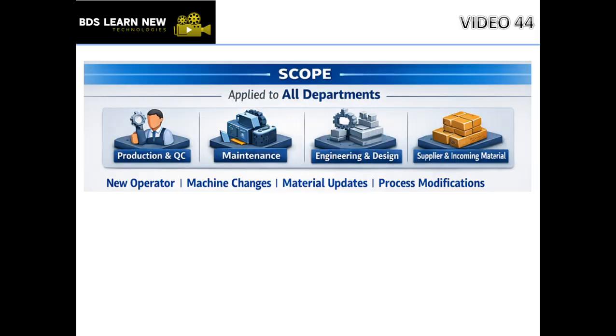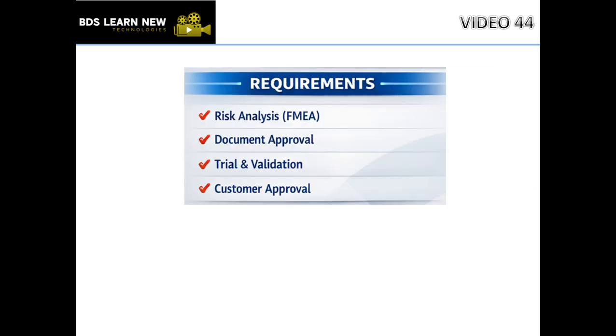Now scope. It applies to all departments in our factory. We have production, quality control, maintenance, engineering and design, supplier and incoming material. It also covers new operators, machine changes, material updates and process modifications.